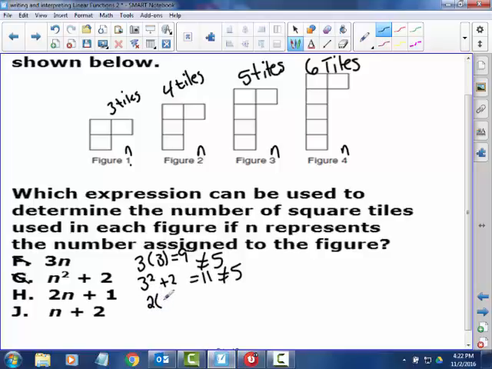Then 2 times 3 plus 1. Well, let's see, 2 times 3 is 6, plus 1 is 7, which is not 5. And then J is 3 plus 2, which is 5. Okay. So J is going to work, and we can double check. 1 plus 2 is 3, 2 plus 2 is 4, 4 plus 2 is 6. So we are definitely taking the number and adding 2. Awesome.